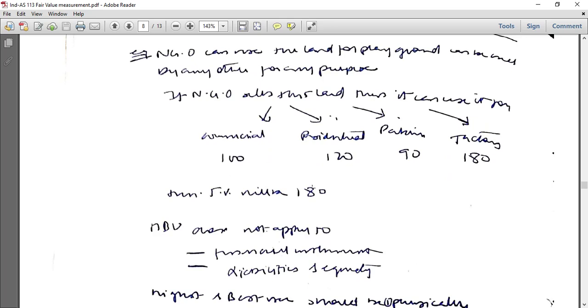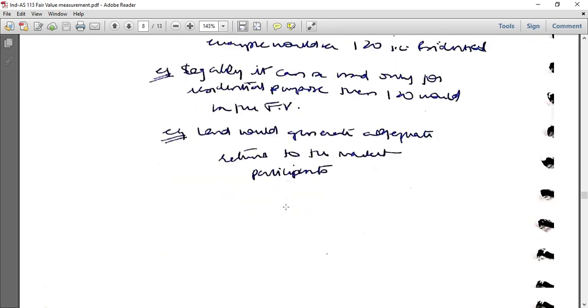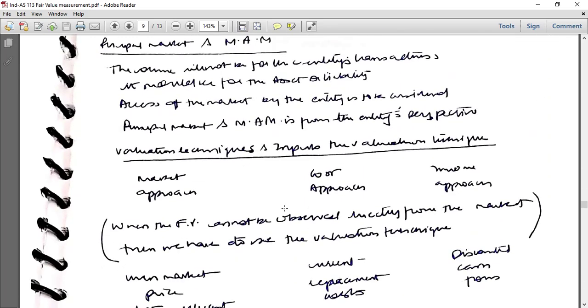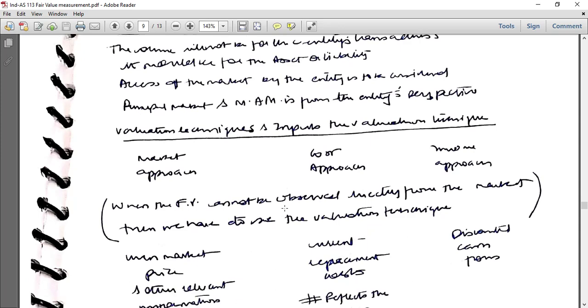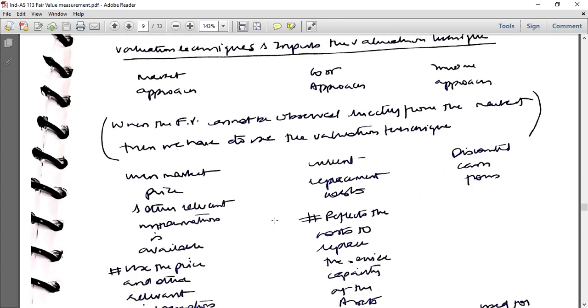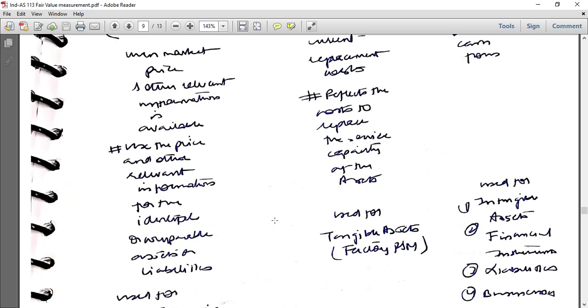Principal market and most advantageous market. We have to determine the principal market and the most advantageous market. Market approach, cost approach, and income approach. When market price is relevant information, use the price of identifiable assets. It is used in case of equity shares, real estate, investment property, land and building. Replacement cost approach is used in case of tangible items like factory, plant and machinery.